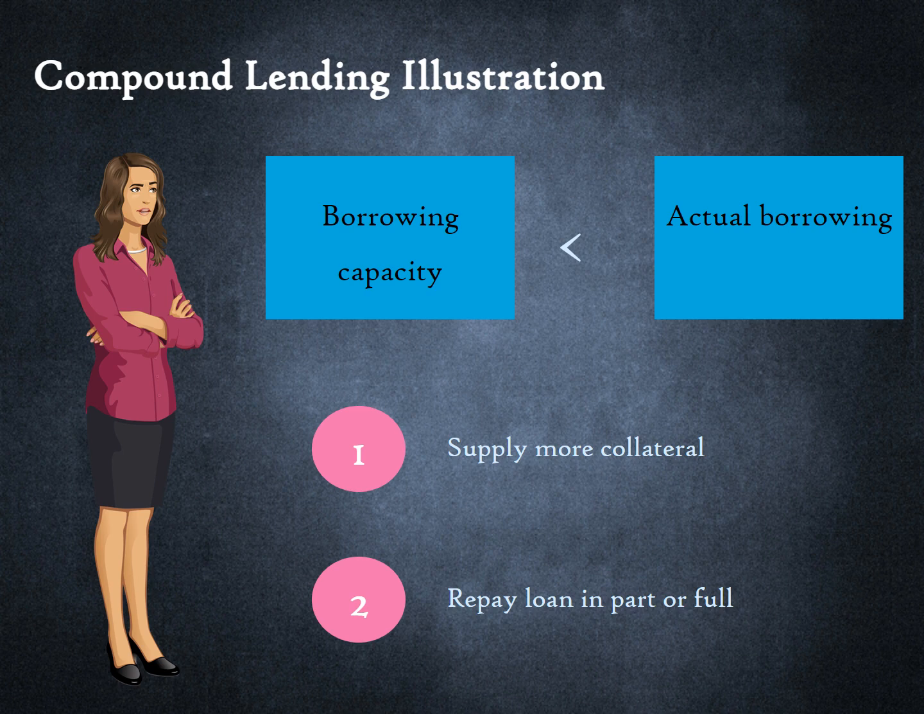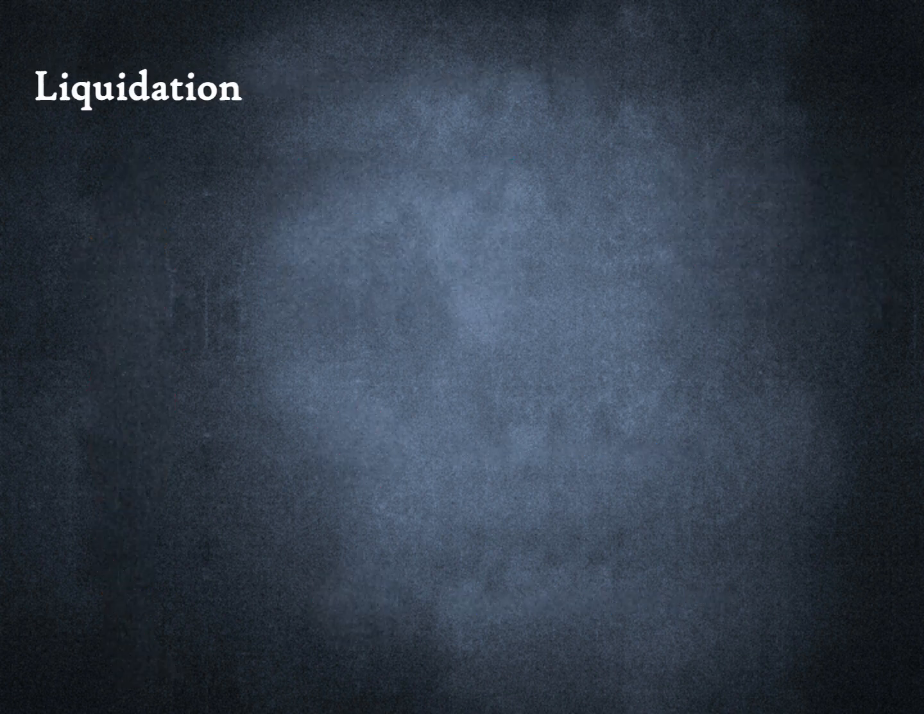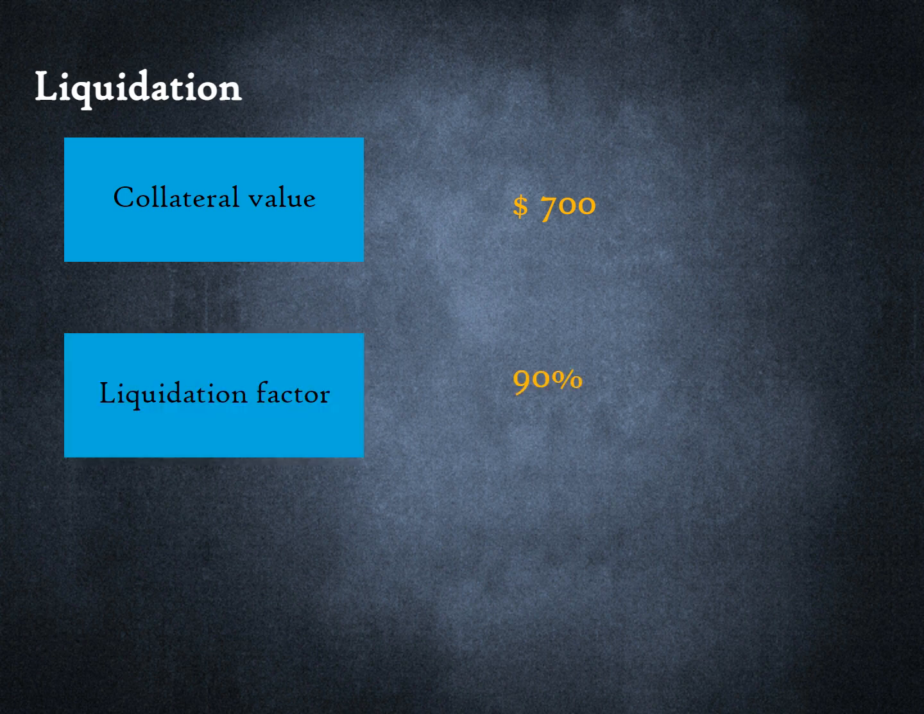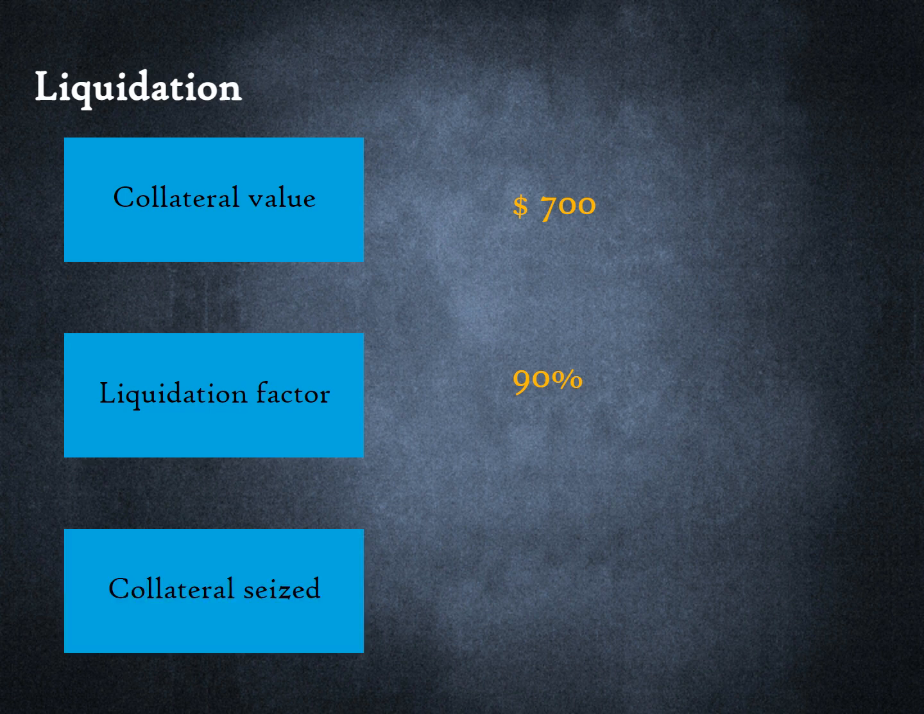But if she does not execute option 1 or 2, it triggers a liquidation process. Next, we will learn how liquidation works. Alice's collateral, which is valued at $700, is seized by Compound. A liquidation factor is assigned to it. Let us say, it is 90%. This equals $630. $70 is returned to Alice's Ethereum account, while the remaining $630 is kept by the Compound protocol. We will learn about the mechanics of the liquidation process in the next lesson.